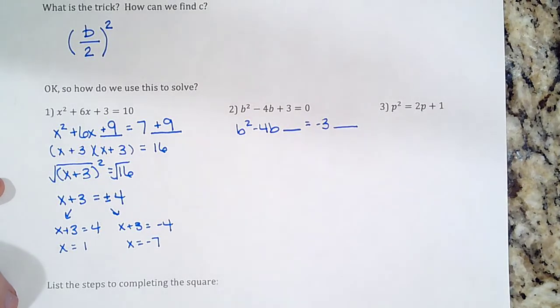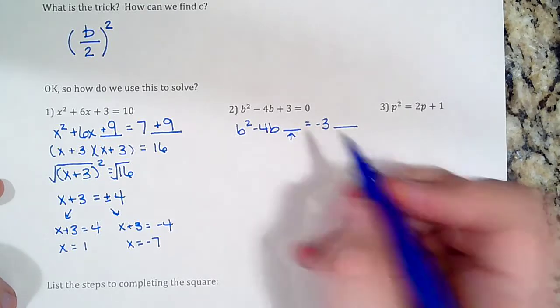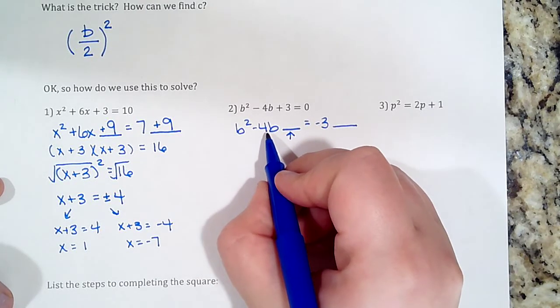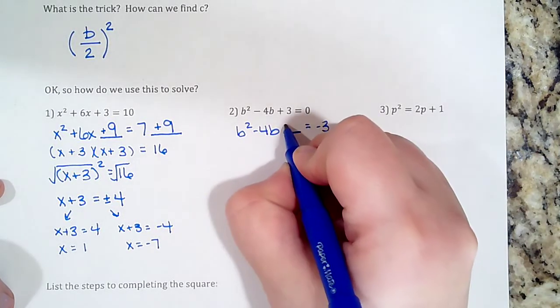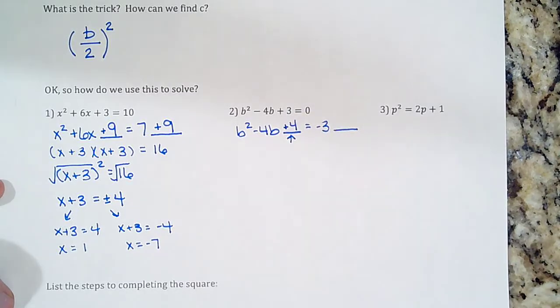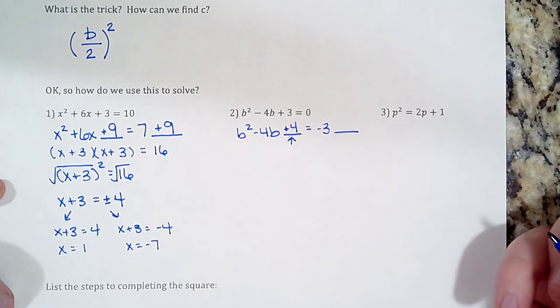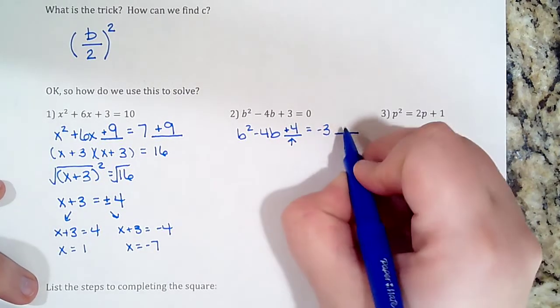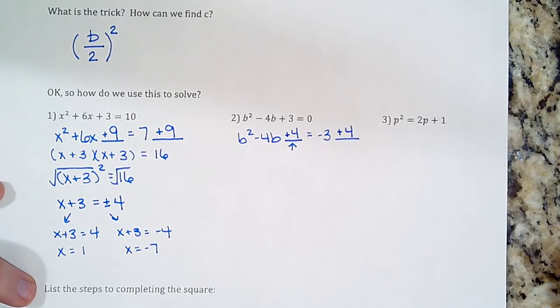Now, let's use our trick from before to figure out what goes in the C position. Well, negative 4 divided by 2 is negative 2. Negative 2 squared is positive 4. So I know a positive 4 goes in this position in order to make the left side a perfect square trinomial. But be careful, whatever you do to one side, you should balance it out on the other.